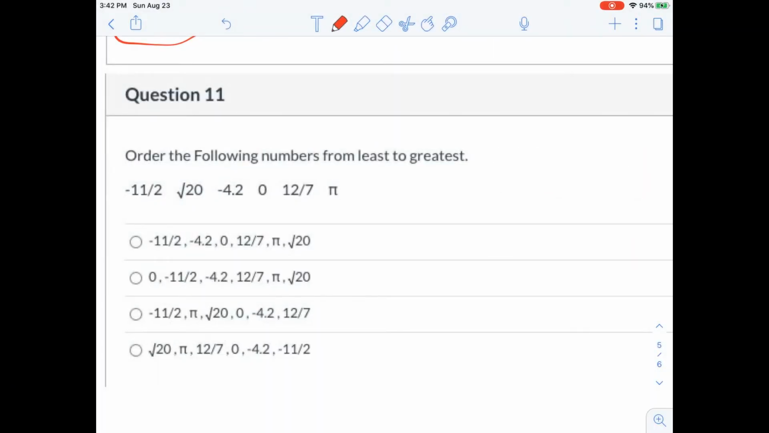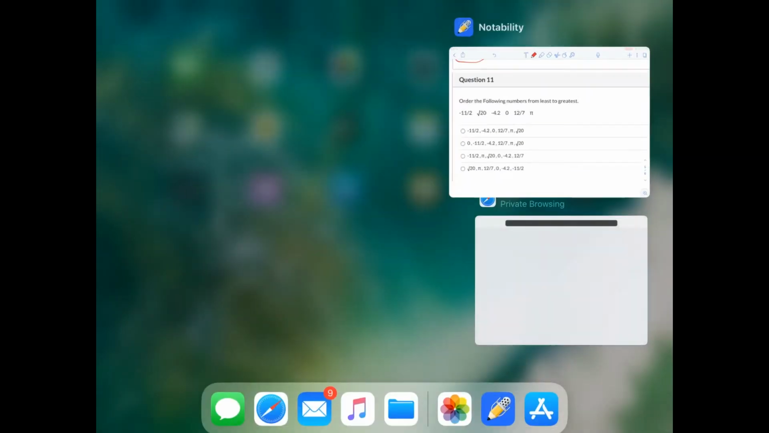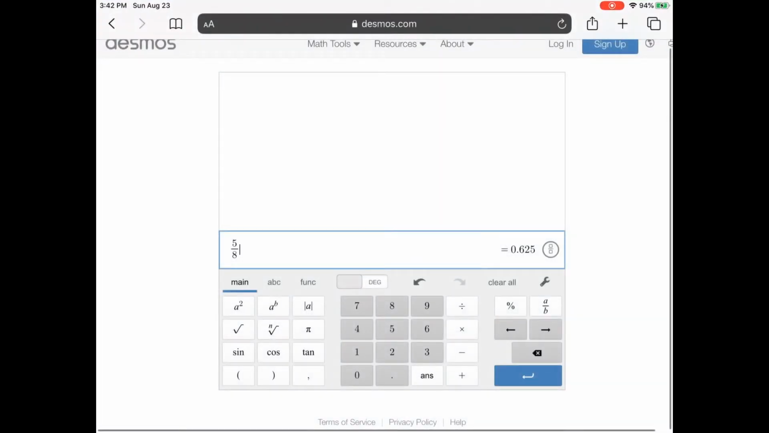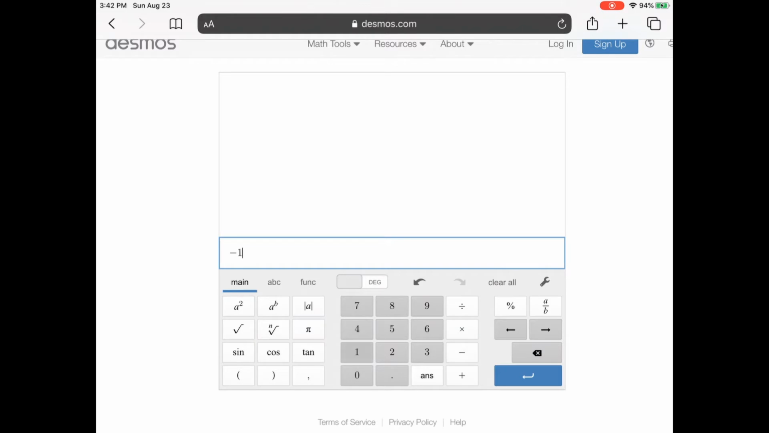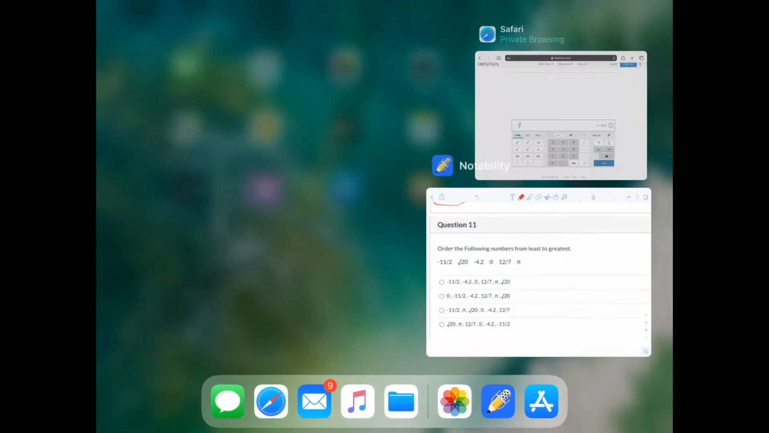This problem, question 11, says order the following numbers from least to greatest. The easiest way to do this is convert them to decimals first. So I'm going to do negative 11 halves in the calculator. I would type in negative 11 divided by 2, and it gives me negative 5.5.